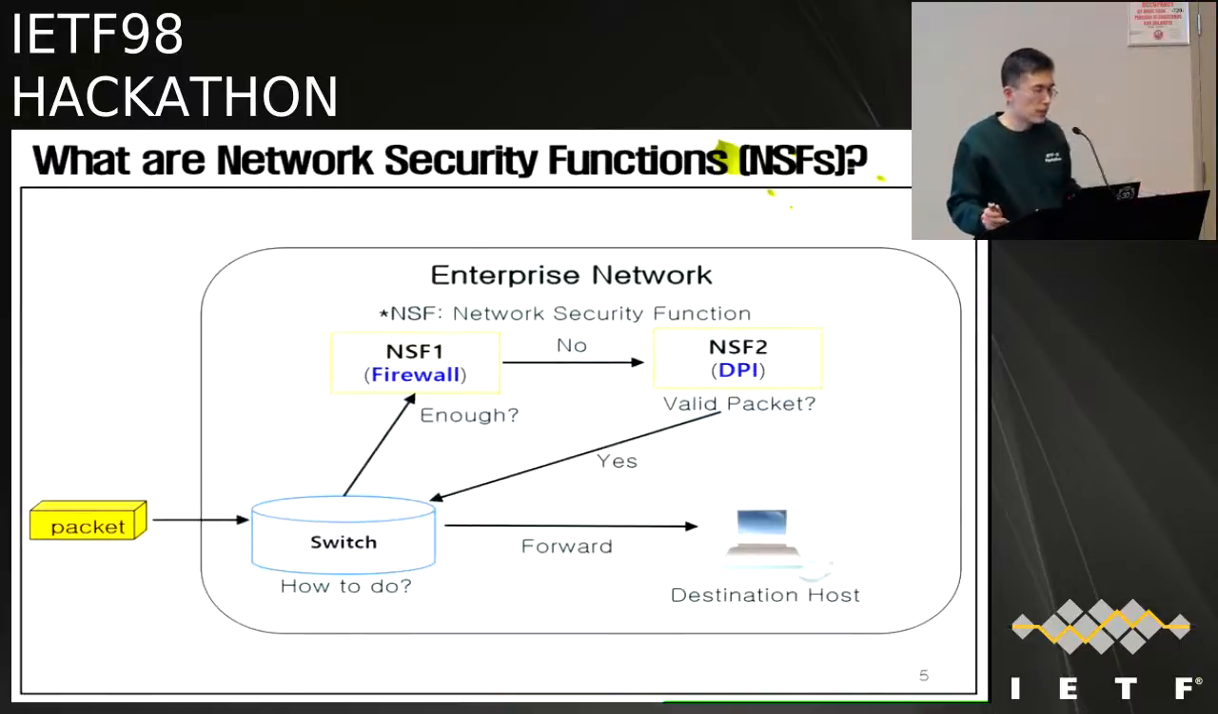So the I2NSF concept of network security function is that a packet comes into the infrastructure network, and then the switch forwards the packet to a network security function such as a firewall. And then if the processing for this packet is enough, it just forwards or drops, depending on the policy. Otherwise, it requires more investigation. It forwards the packet to another network security function, such as deep packet inspection, DPI. And then if the packet is valid, it just forwards to the destination host. That is the main idea of I2NSF.